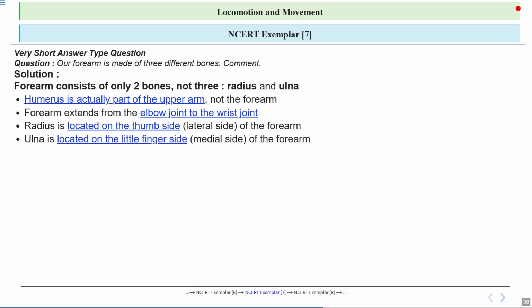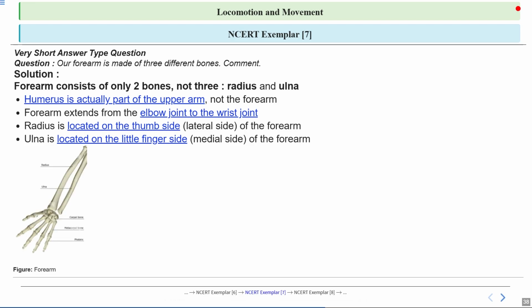So the ulna, talking about ulna, it is one of the 2 long bones in the forearm located on the medial side, which is the side of the forearm closer to the little finger. So it runs from the elbow to the wrist and works with the radius to allow the forearm to rotate and move the hand in different directions, such as when you turn a doorknob. Now you can see the picture of forearm, and we can see the components: radius, ulna, carpal, metacarpal, phalanges. Okay, so you can see different portions of the forearm.